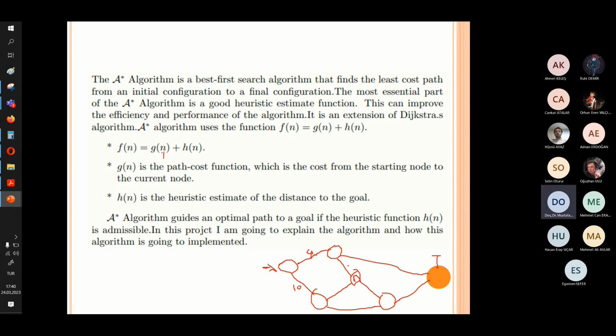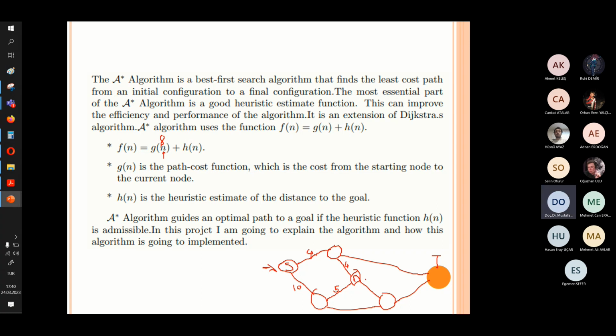The n in here means the current node. Okay, the current node's Gn is the total shortest distance between the source and the current node. So if the distance between this node and that one is 4, and that is 10, let's say this is 5, the shortest distance between S and N is 4 plus 4, which is 8. So the value of Gn is 8.